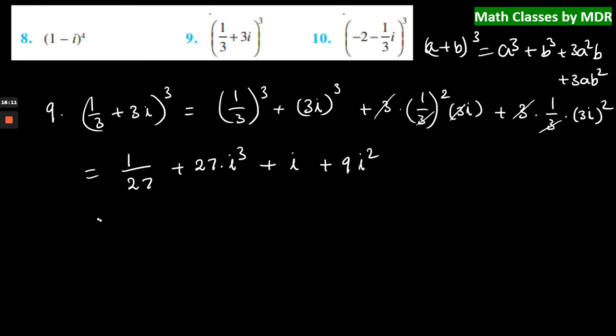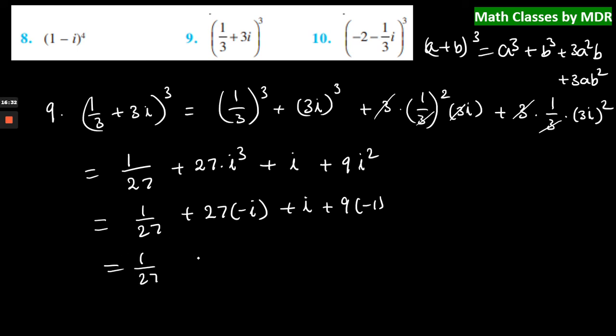Right? Now let us write the simplified forms of it, that is 1 by 27. So i cube is nothing but minus i, plus i, and i square is nothing but minus 1. So the 9 into minus 1. So further simplifying it, we will be having minus 27i plus i minus 9. Now let us simplify it. 1 by 27 minus 9 minus 27i plus, sorry, minus 26i.